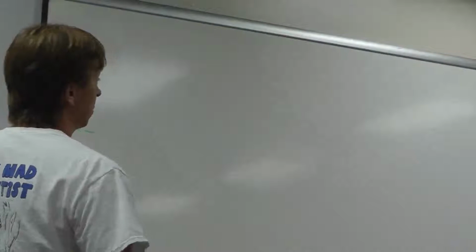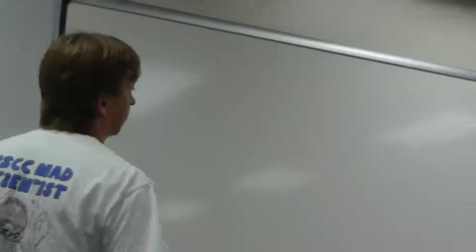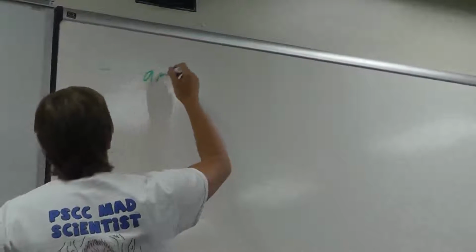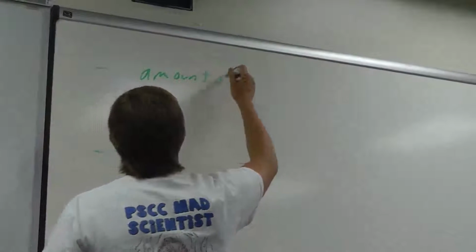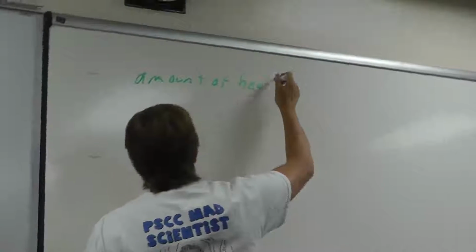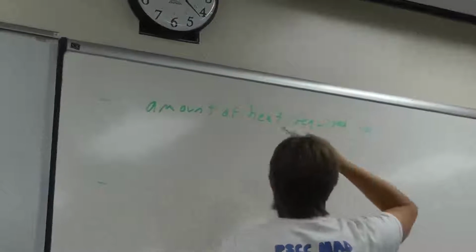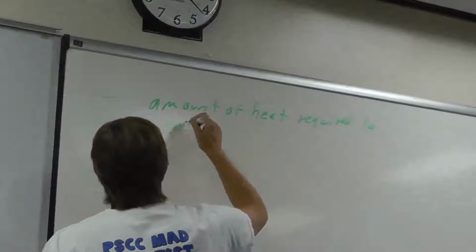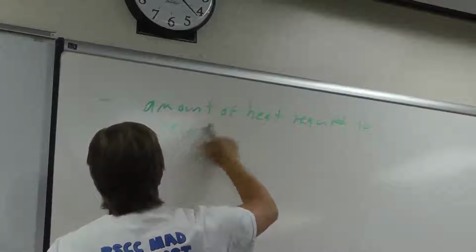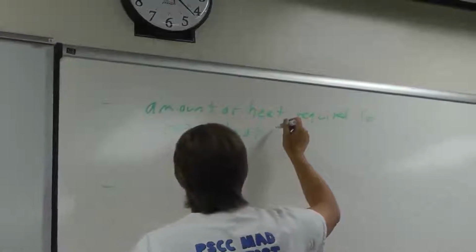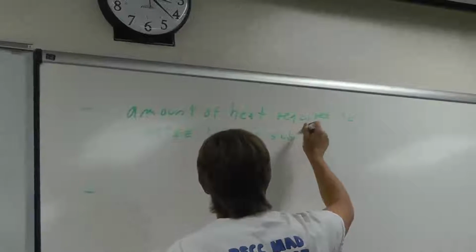Things are set up here to give you two definitions for this, kind of a formal and an informal definition. Formal definition for specific heat is the amount of heat needed to raise 1 gram of a substance 1 degree Celsius.